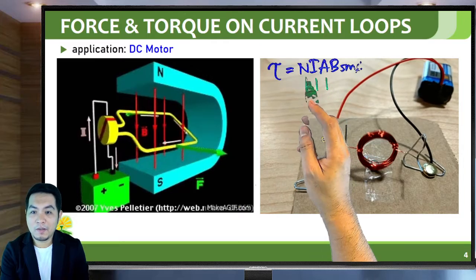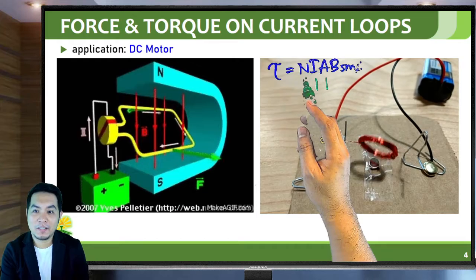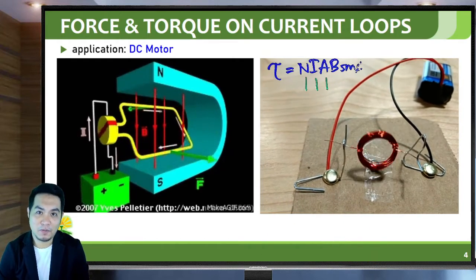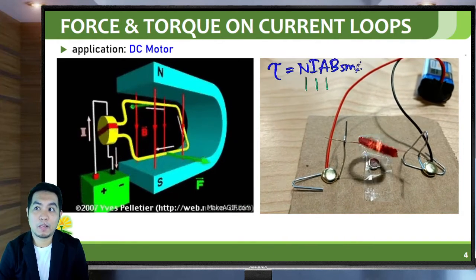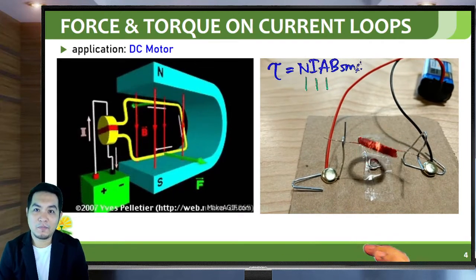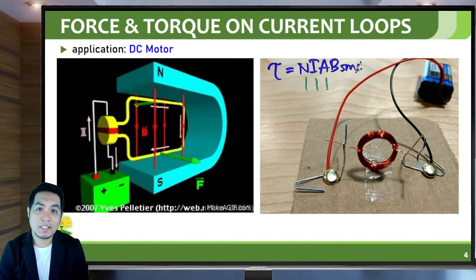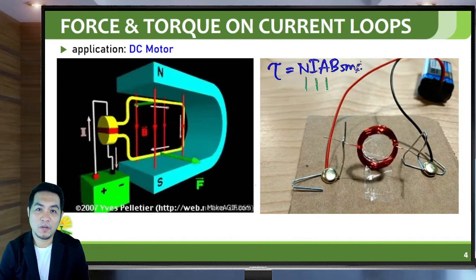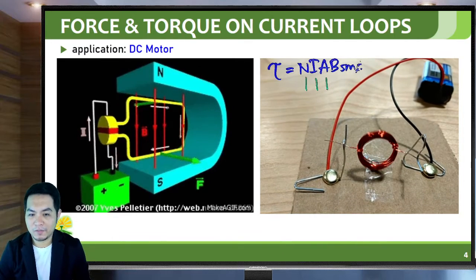But of course, if your area of the loops and the number of loops is very large, that will become heavy, and gravitational force might no longer be negligible, just like what we had in the previous example, where there's a copper rod and the magnetic force and the gravitational force balance each other out. So you also need to take into account the mass of your system. If it's very heavy, then it will also have a hard time rotating.